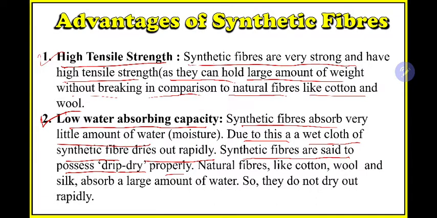For example, if we have a wool jacket and you wash it, it will obviously take 2 to 3 days to become dry. And in between these 2 to 3 days, what will you do? You will die of the cold if it is winter season. But instead, if you have a jacket made of synthetic fiber, what will you do? Synthetic fiber absorbs very little water, so it will dry up easily. So it becomes easy for washing and drying. This is one advantage, that it absorbs little water, so it is easy to dry.